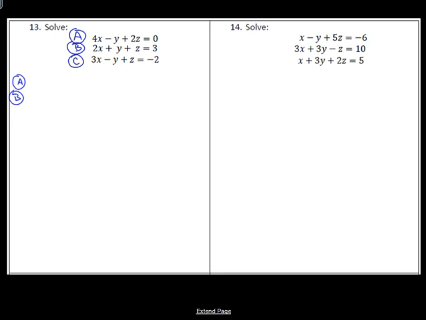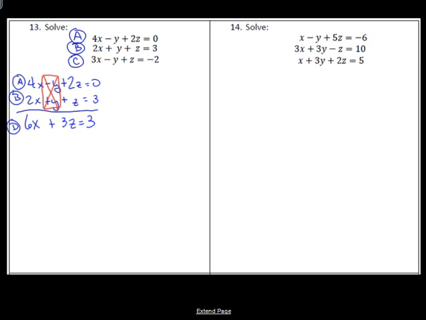And in putting A and B together, I do not have to do anything to either one of them, so I'm just going to rewrite them. 4x minus y plus 2z equals 0. 2x plus y plus z is equal to 3. I now add straight down, and in doing so, my y variable has been eliminated. So I now have 6x plus 3z is equal to 3. And I now have equation D.